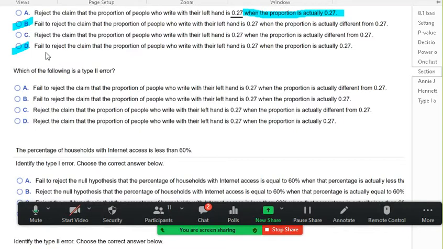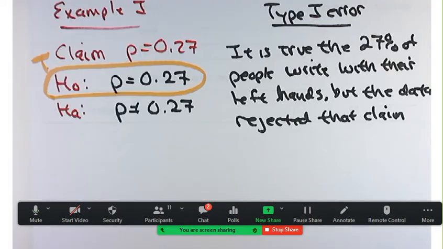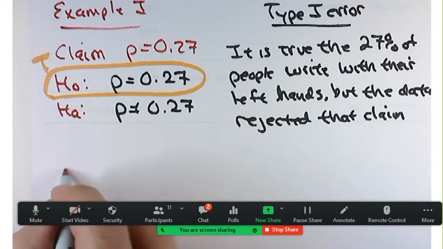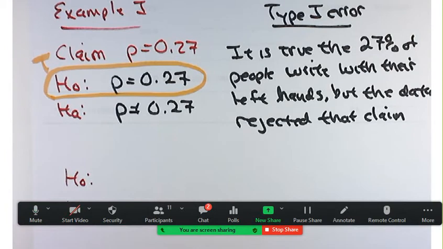Let's work on a type 2 error. Which of the following is a type 2 error? So let's go back and revisit the problem a little bit and think about what a type 2 error is going to be. I'm going to go back to the claim. H naught and HA. So in this case, H naught is P equals 0.27 and HA is P not equal to 0.27.